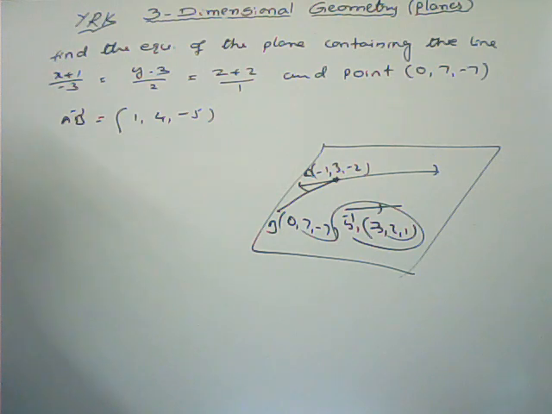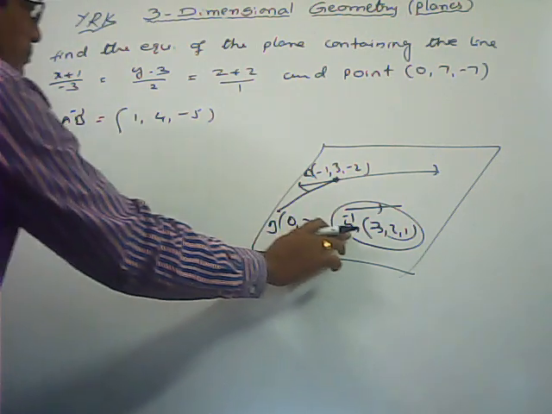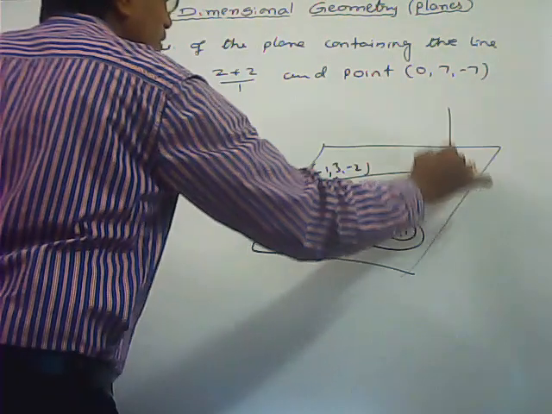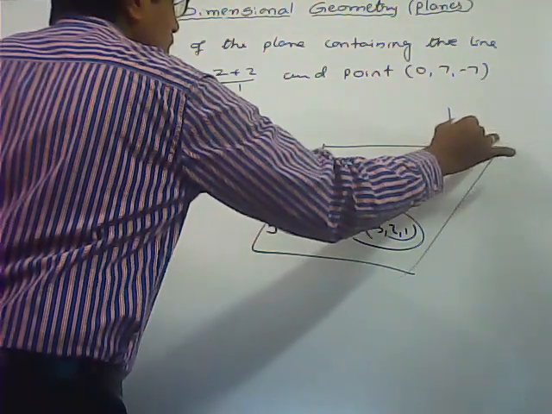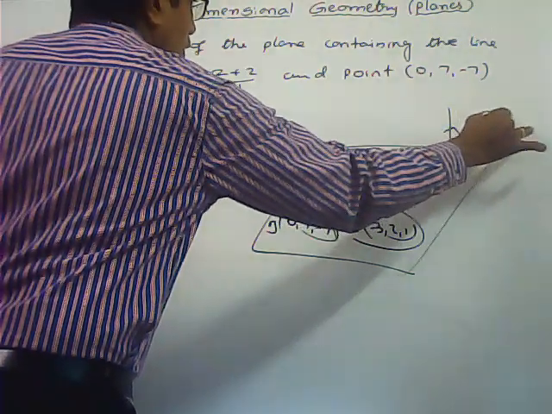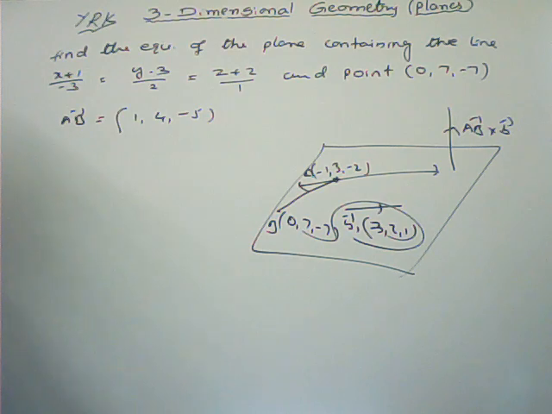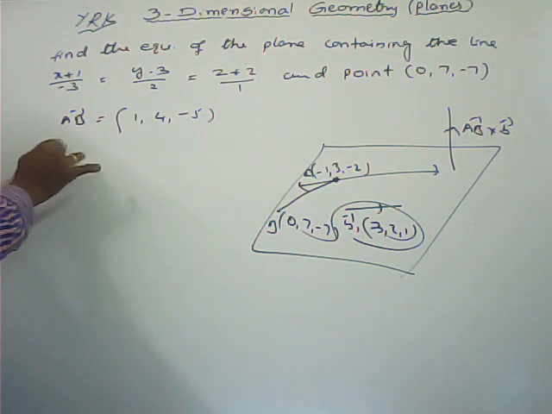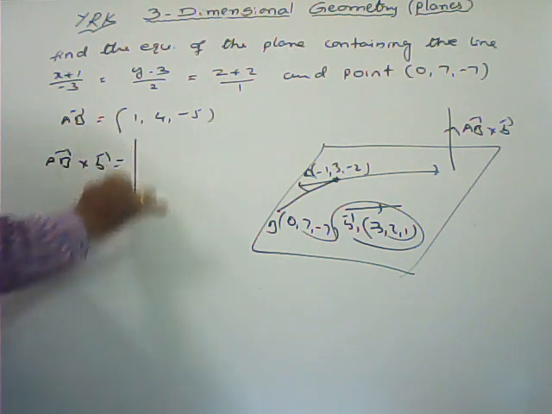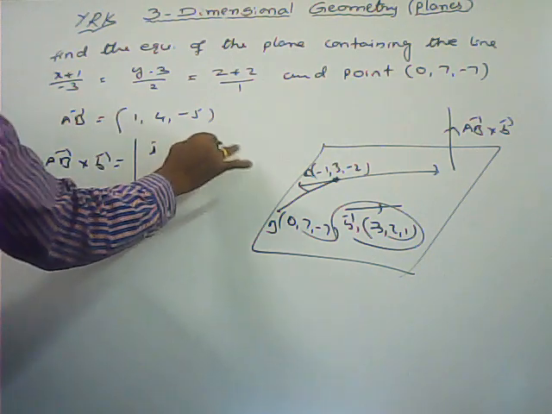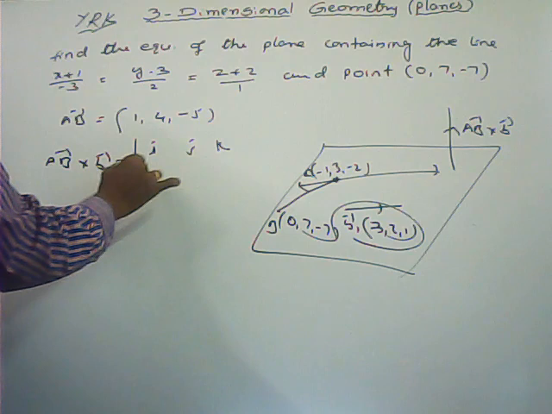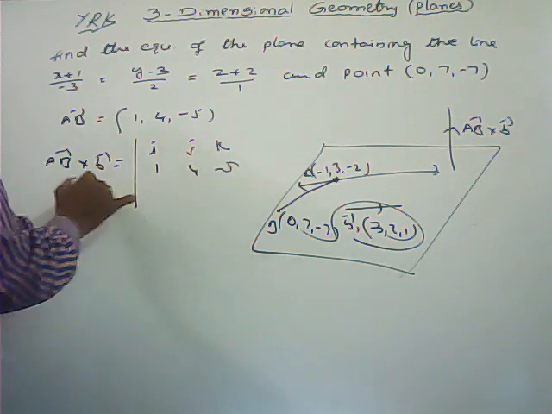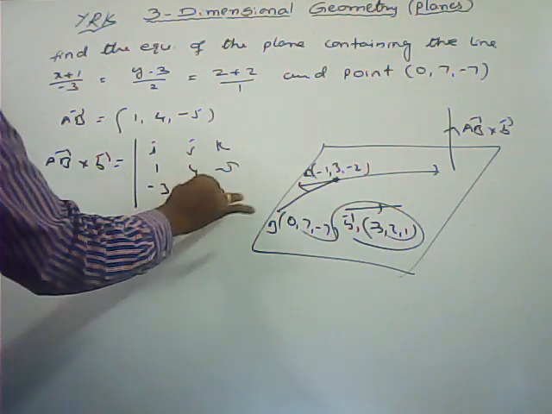So what is the vector perpendicular to both AB bar and b bar? That is the normal DRs only: AB bar cross b bar. We can get the normal DRs. AB bar cross b bar is the determinant of i, j, k; AB bar is 1, 4, -5; b bar is -3, 2, 1.